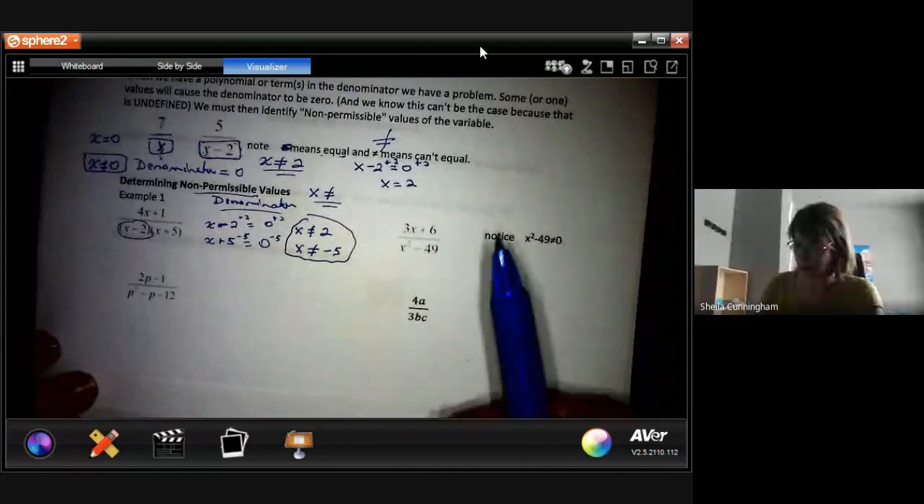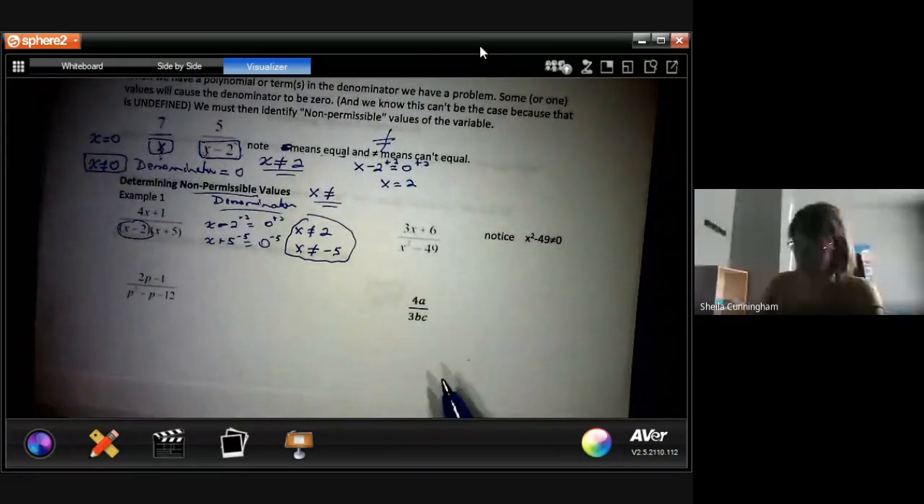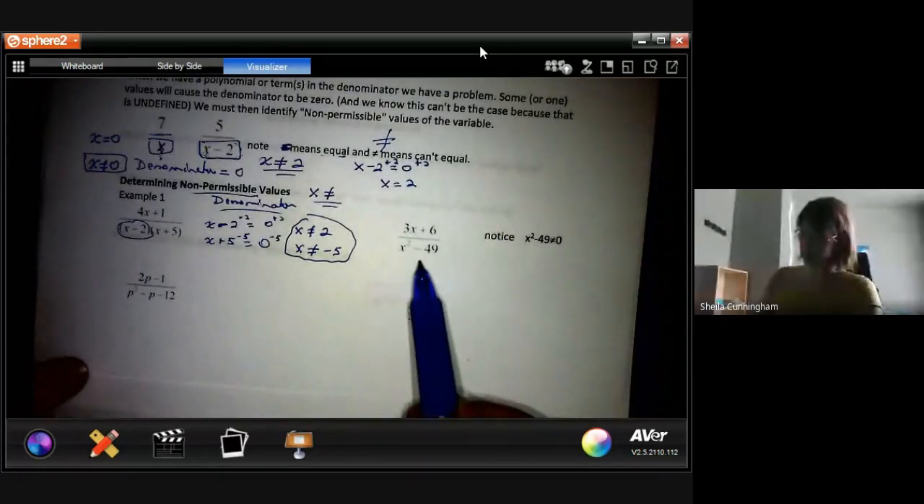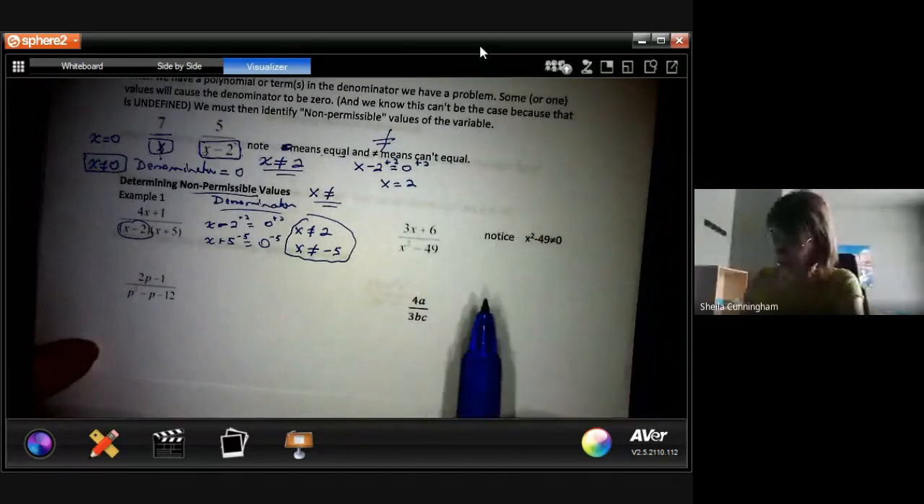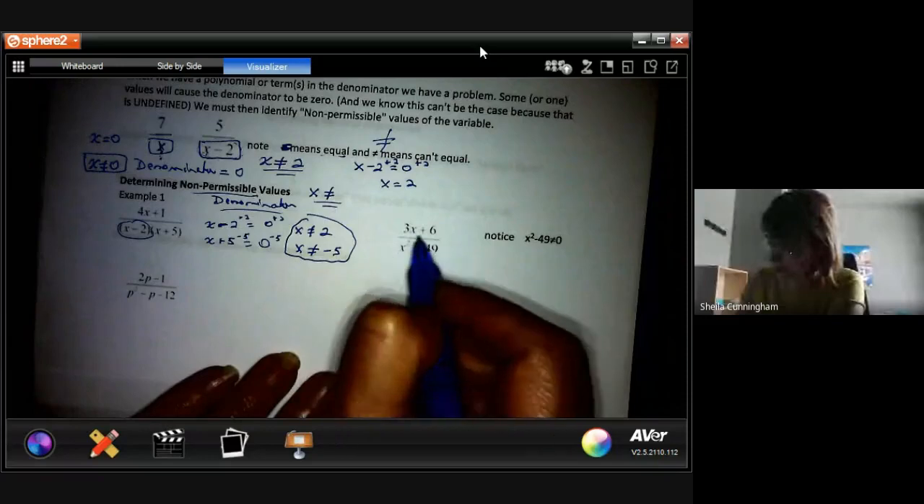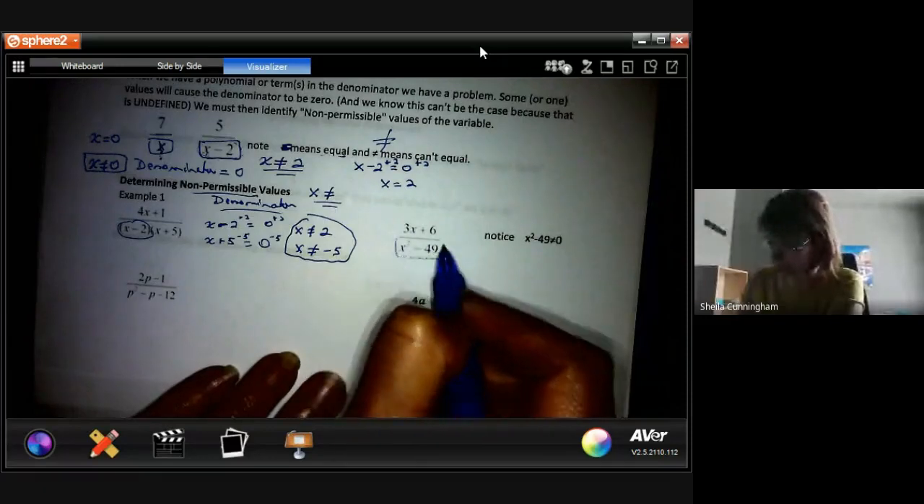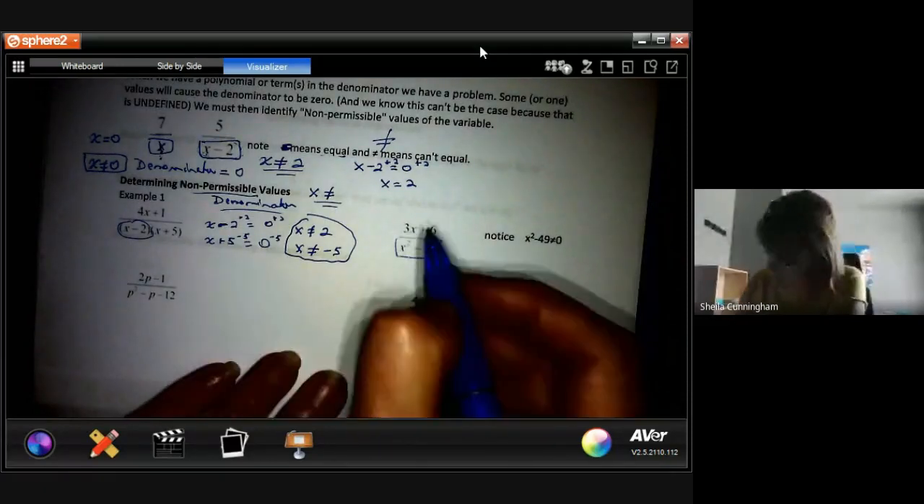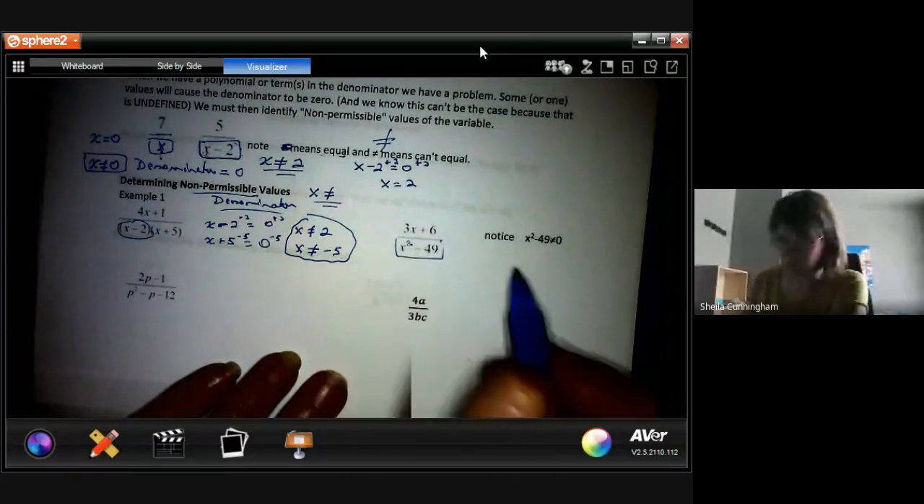Okay, so the next one. Oh, you guys, I lied. I'm sorry. We do have some factoring to do. So there's a couple scenarios that can happen here. Again, you're asked to find the non-permissible values. Now again, I'm only going to the denominator. So in this instance, I have x squared minus 49.